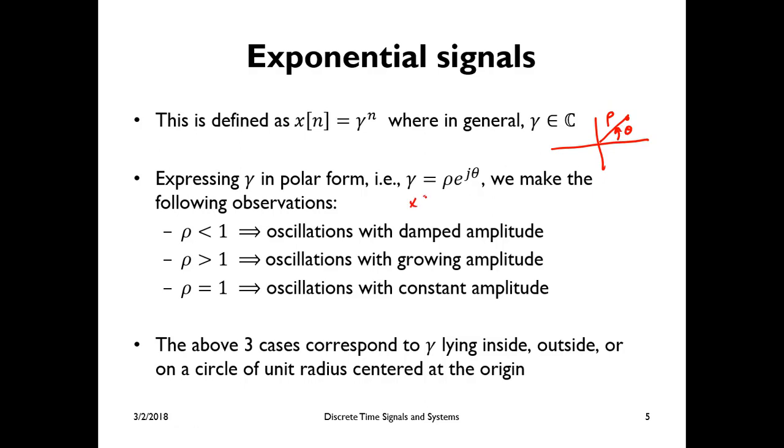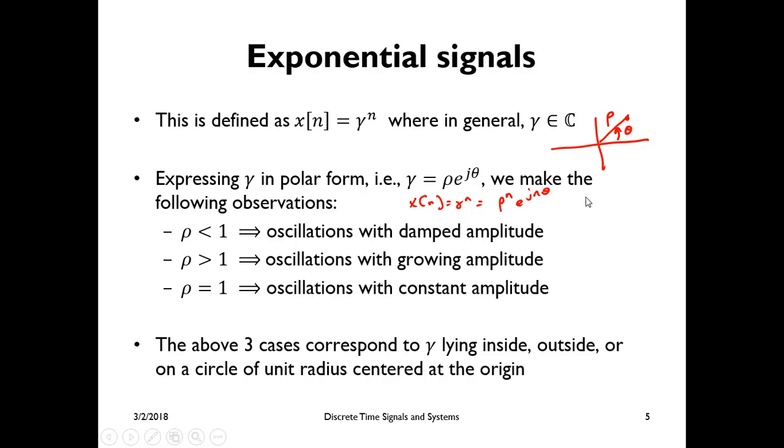So our exponential signal, x of n, which is equal to gamma to the n, is simply going to be rho to the n e to the j n theta. So we have sinusoidal variations with an envelope. If rho is less than 1, then the oscillations arising from our sinusoidal variations will have a damped amplitude. If rho is greater than 1, the oscillations will have a growing amplitude. And if rho is equal to 1, the oscillations will have a constant amplitude.